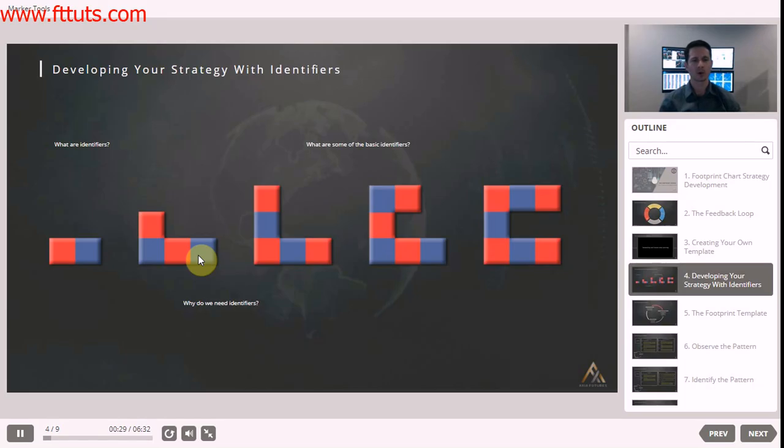Now, the questions you want to be asking yourself are, what are identifiers? What are some of the basic identifiers that you'll be learning about and utilizing? And why do we need these identifiers? So first up, what is an identifier? Well, it's simple. It's a stencil. It's a stencil that you apply to the markets daily, which you will fill out in order to recognize patterns. Put more simply, it's an exact created process to follow to determine deviation.